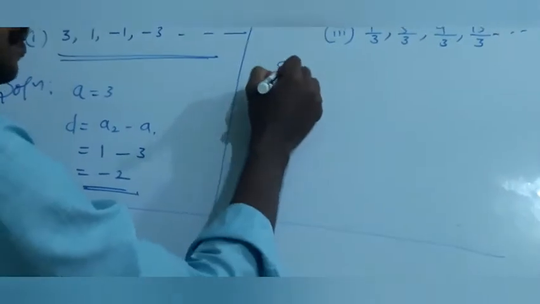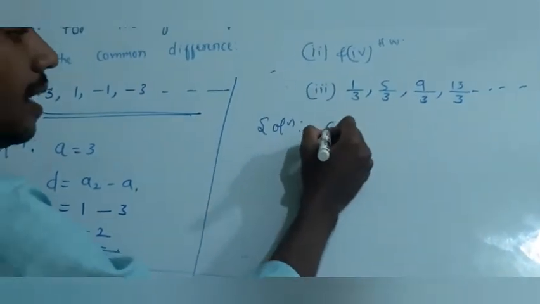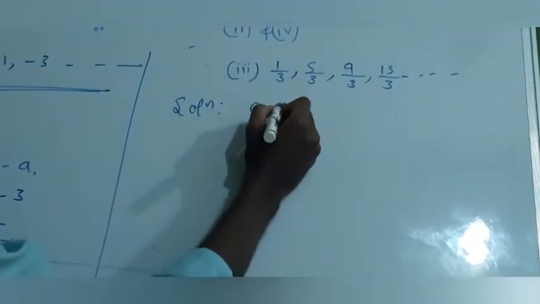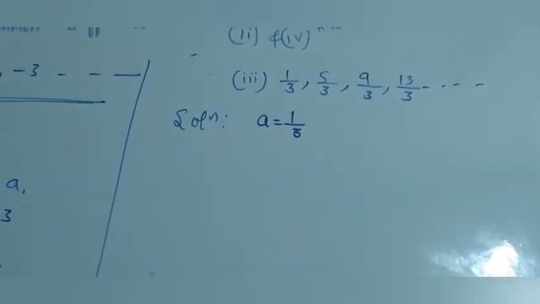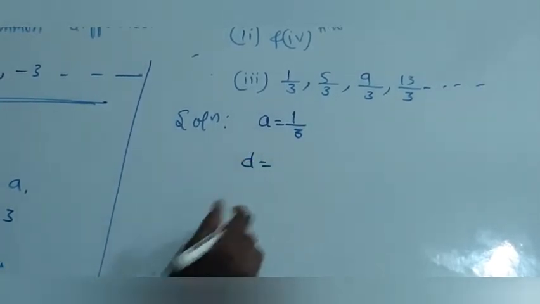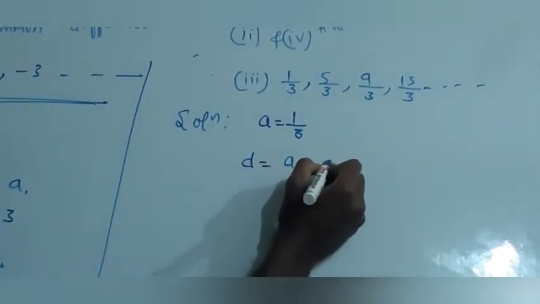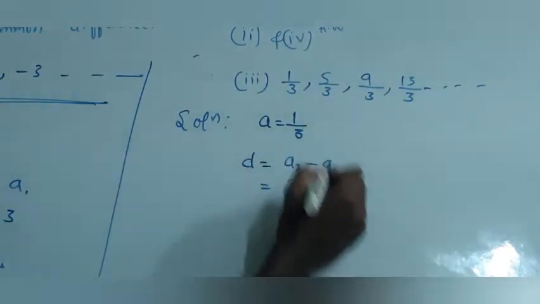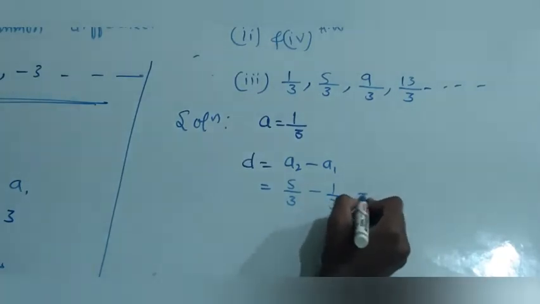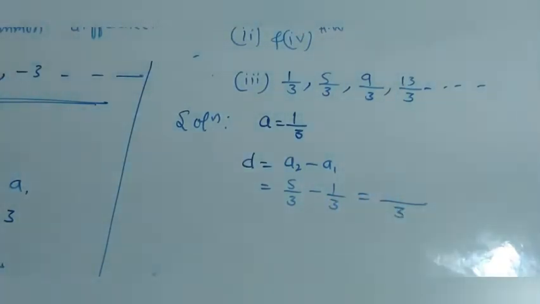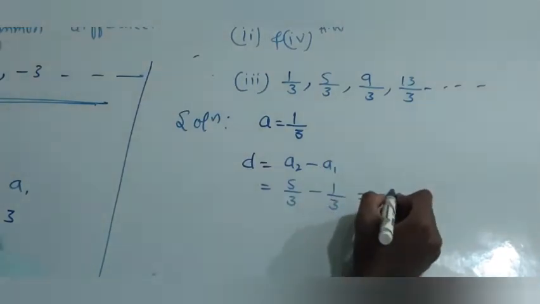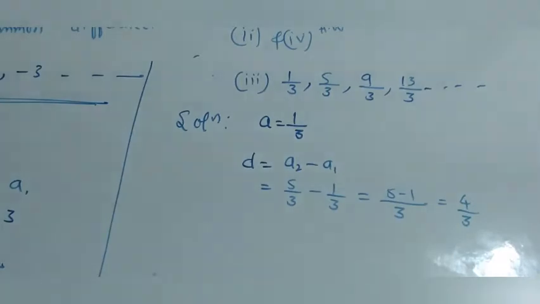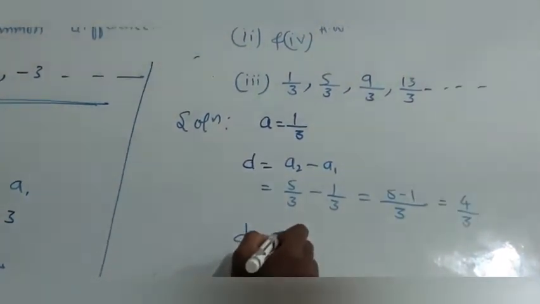Third question. What is A1 here? The first term itself is A, that is A is equal to 1 by 3. This is the first term. Now what is the common difference? D is equal to A2 minus A1. What is A2 here? 5 by 3 minus 1 by 3. So 3 is the LCM. 5 minus 1 is equal to 4 by 3. So D is equal to 4 by 3.